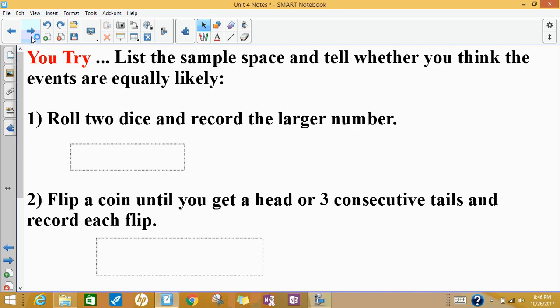So go ahead and pause and give these 2 a shot, list the sample space, and decide whether or not you think that these events are equally likely to happen.